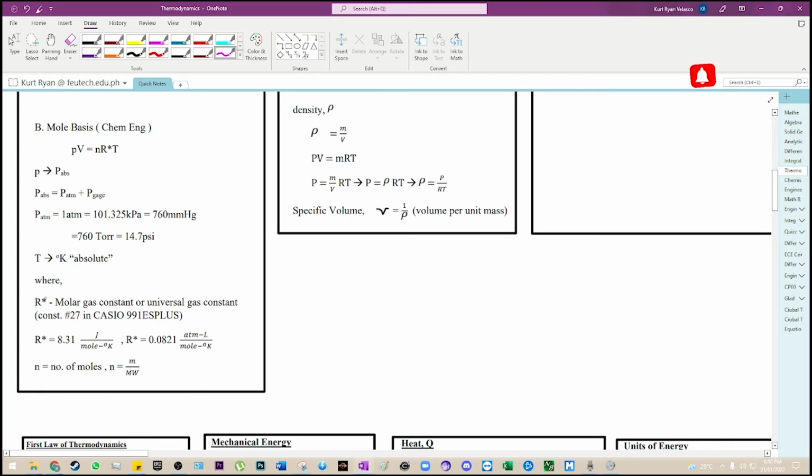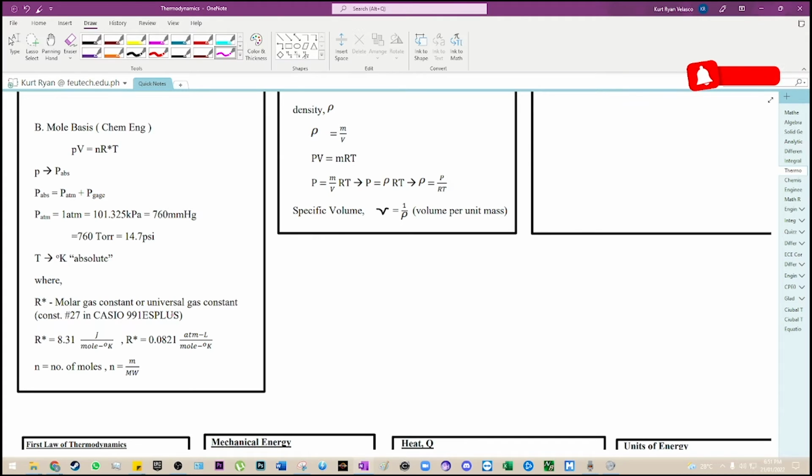Now, R* is the molar gas constant or universal gas constant. If you are using a Casio 991ES Plus, you can also locate that, which is constant number 27. The R is 8.31. That is the one that will be showing in your calc if you use your Casio 991ES Plus. 8.31, the unit is joule per mole Kelvin.